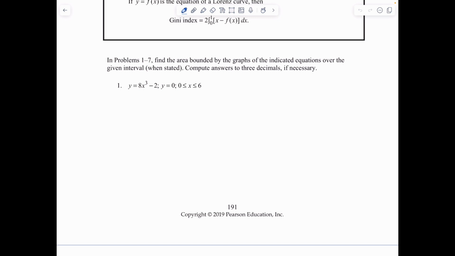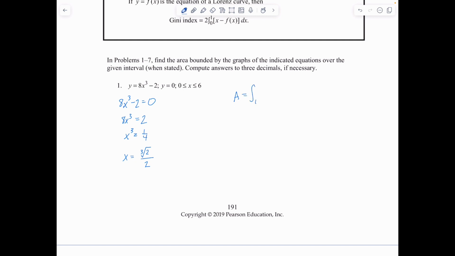So let's start by setting y equal to 0. So we have 8x cubed minus 2 equals 0. We'll have 8x cubed equal to 2, x cubed equals 1/4. So x is going to be, if we rationalize our denominator by taking the cube root, the cube root of 2 over 2.